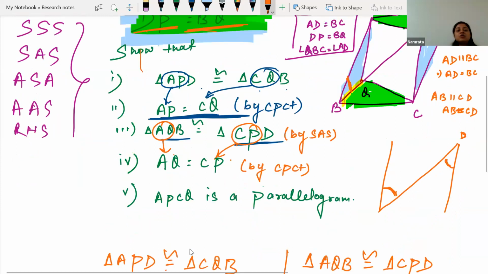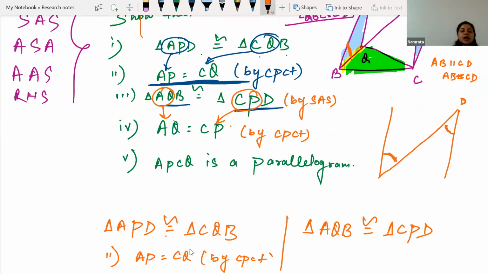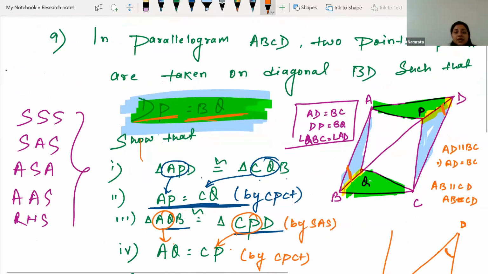Okay, without even taking the first and third parts, if you take the second and fourth parts, in the second part we have proved AP is equal to CQ, of course by CPCT from the above one only. And in the fourth part we have proved AQ is equal to CP. Let's mark it. AP and CQ are the same. That's what we have already proved.